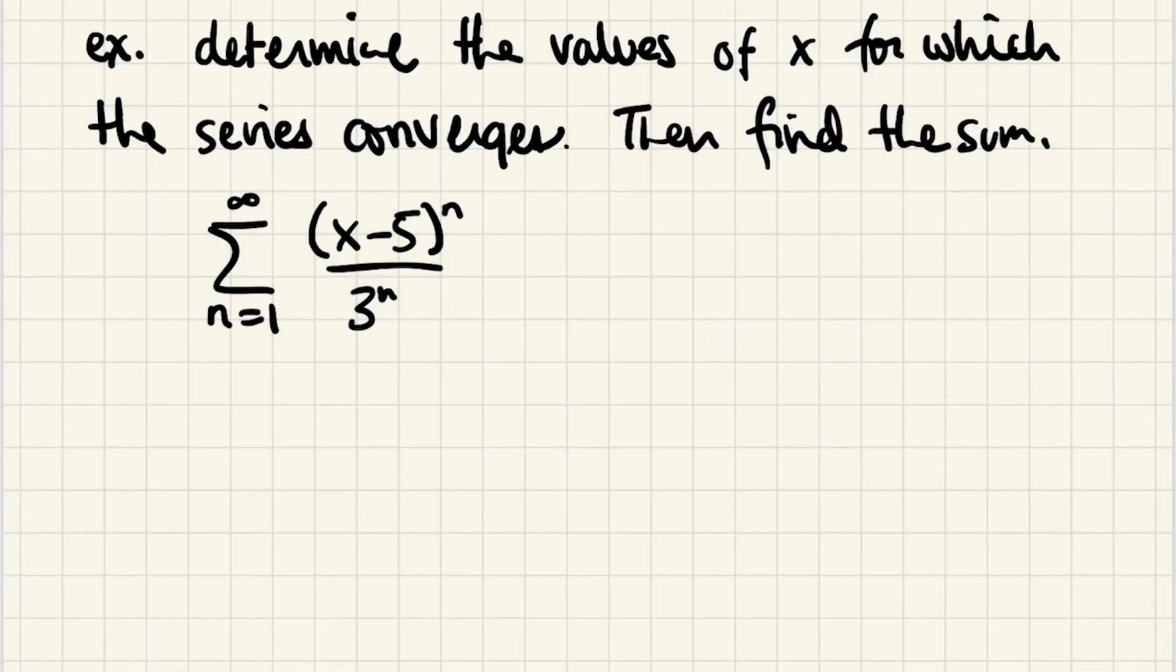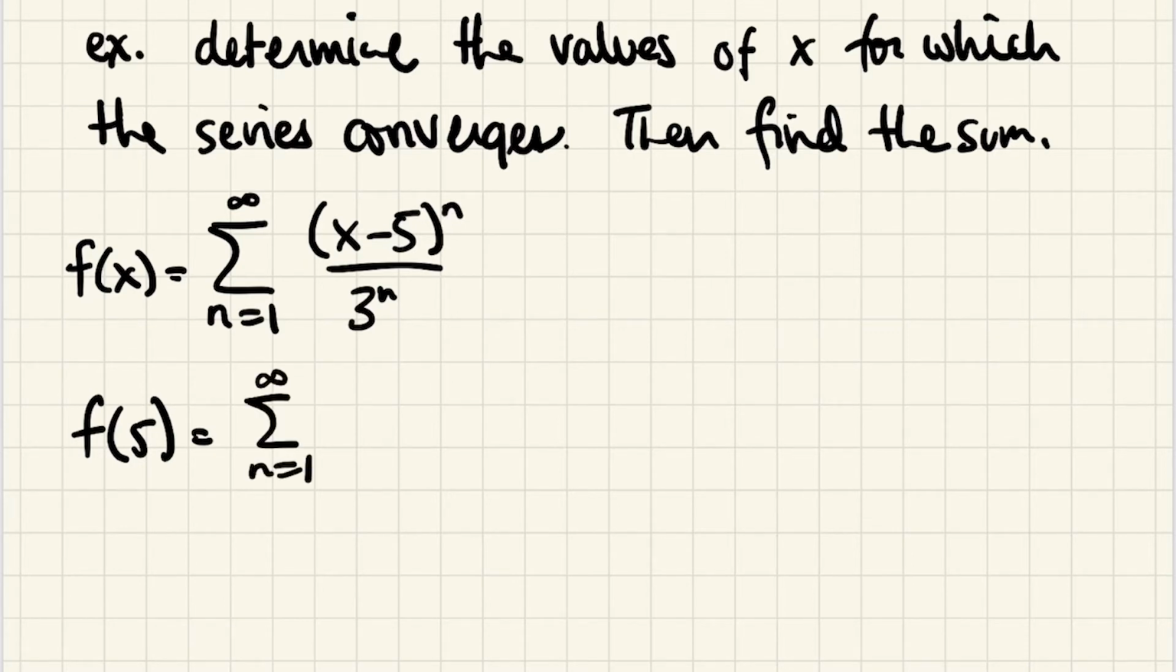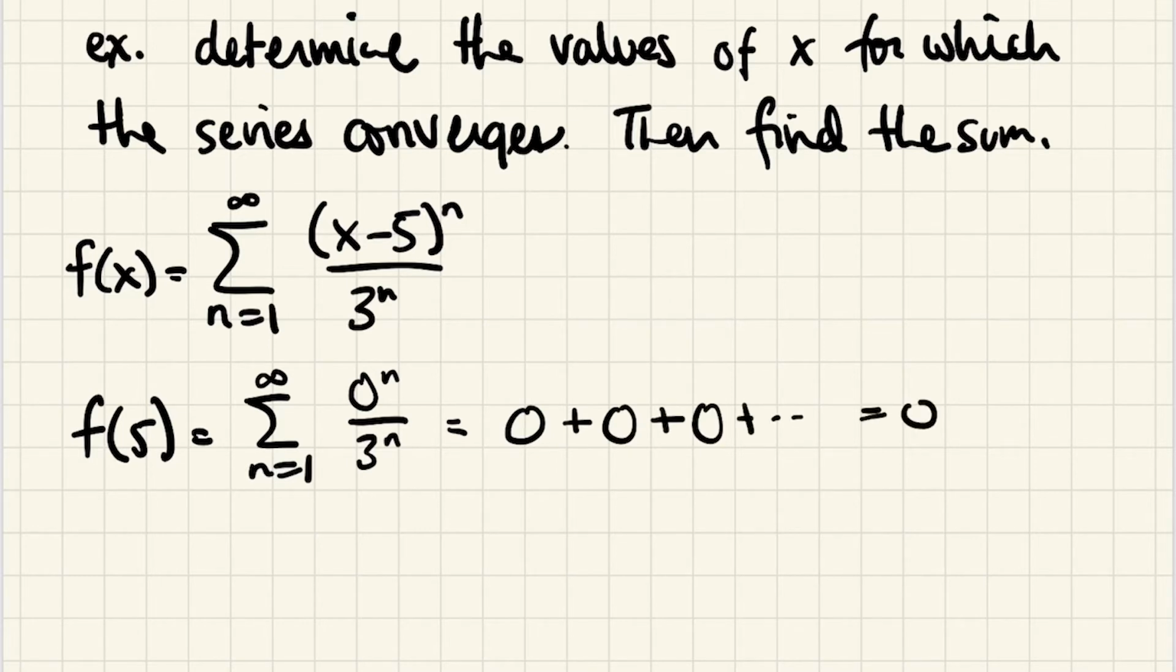All right, this one's a little bit different. Here we are interested in finding the specific values of x for which the series will be convergent. So it's almost like saying, let's call this a function, and what's the domain of that function? So for example, f of 5, we could see would be n equals 1 to infinity of letting x be 5, we'd get 0 to the n over 3 to the n, which of course would just evaluate to 0 for every term, and this would be 0. So f of 5 is 0 on this function, right?